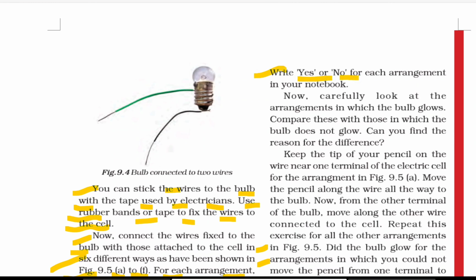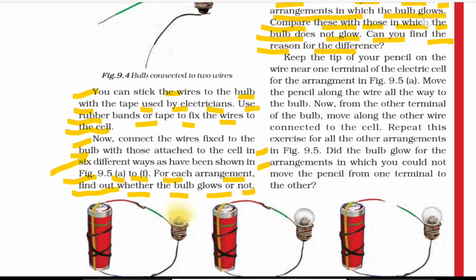Write yes or no for each arrangement in your notebook. Now carefully look at the arrangement in which the bulb glows. Compare these with those in which the bulb does not glow. Can you find the reason for the difference?